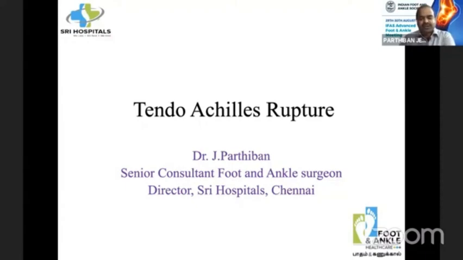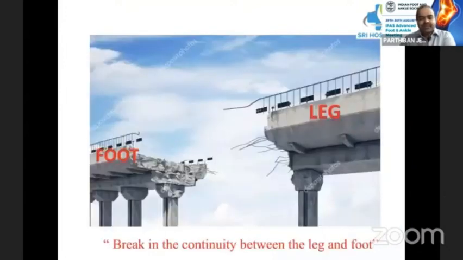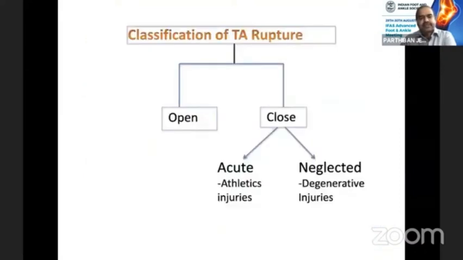To talk on acute and chronic Tendoachilles ruptures. This is an introduction about it. The Achilles tendon is one of the most commonly ruptured tendons of the lower extremity. And chronic Tendoachilles rupture is defined as a rupture that is seen 4 to 6 weeks after injury. This is something like this. There's a break where your foot and ankle mechanism doesn't work when you don't have this Tendoachilles continuity.